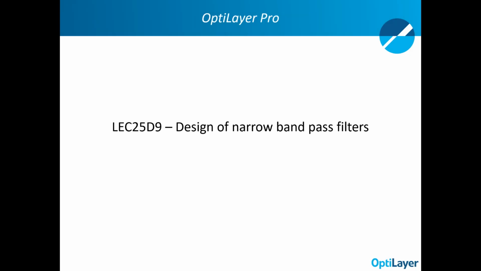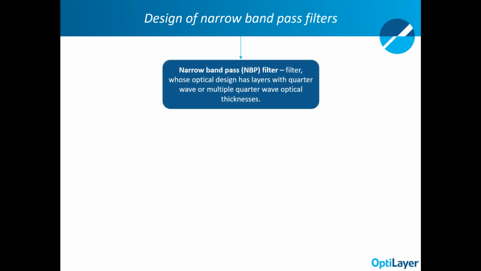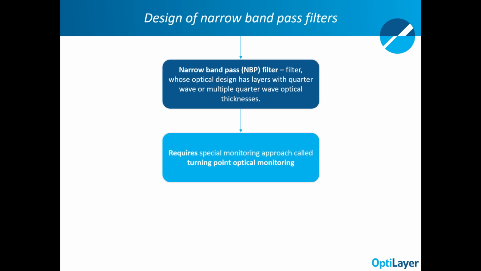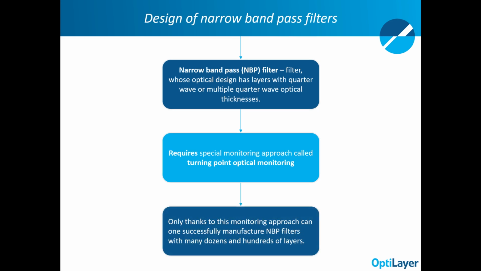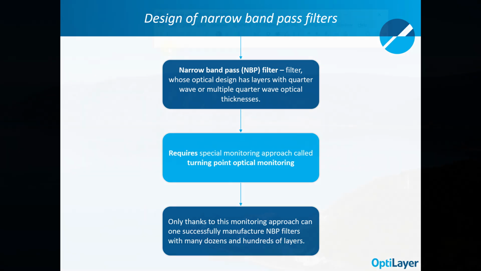This example demonstrates the operation of a special optimization technique used to design narrow bandpass (NBP) filters with the additional requirement that their layers have quarter wave or multiple quarter wave optical thicknesses. This requirement allows for a special monitoring approach called turning point optical monitoring. Only thanks to this monitoring approach can one successfully manufacture NBP filters with many dozens and hundreds of layers.